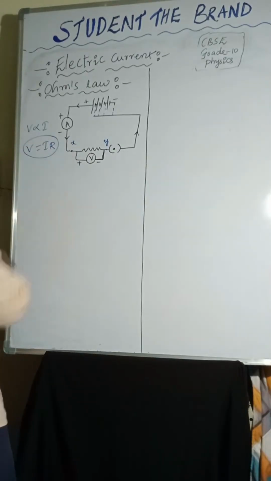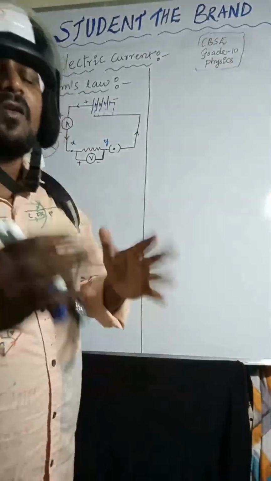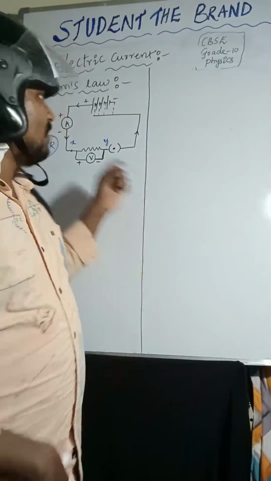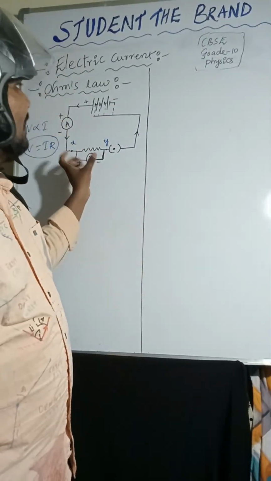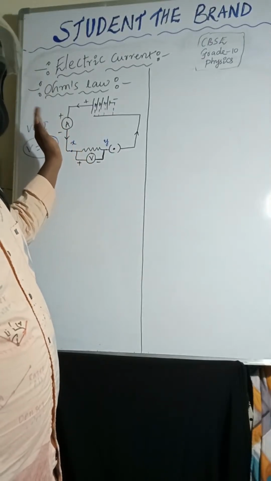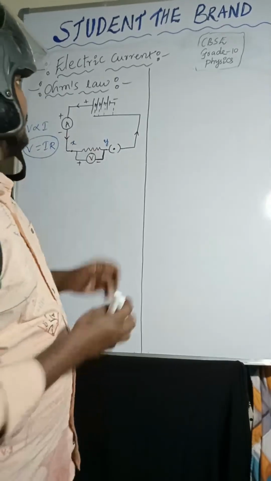At a constant temperature. A very important point is that at a constant temperature, the potential difference across the ends of the given metallic conductor is directly proportional to the current flowing through it. V is directly proportional to I, V equals IR. So that is about Ohm's law.